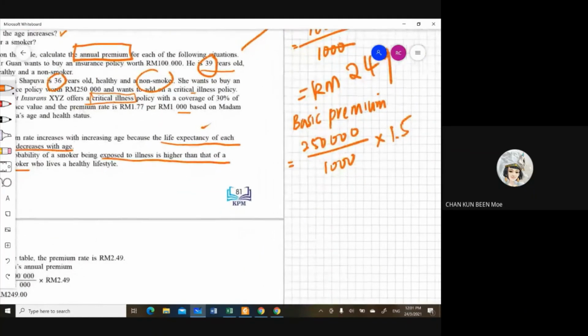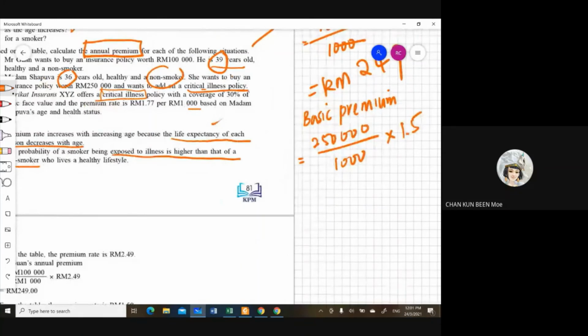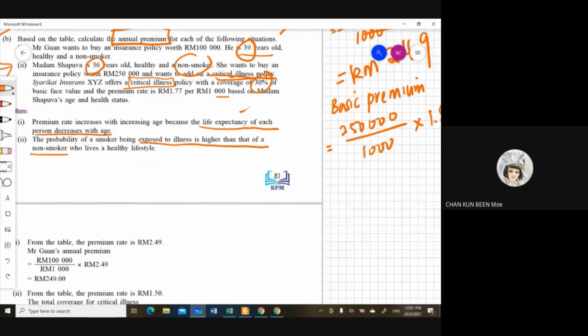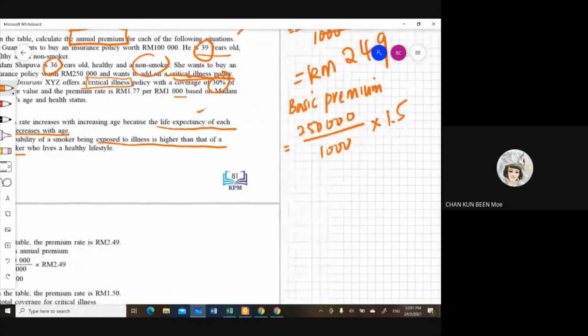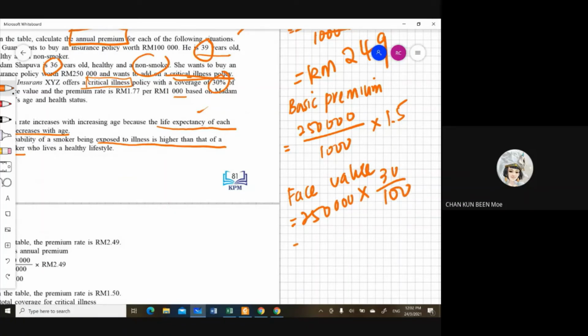But then she is going to add the critical illness policy. So the critical illness policy with the coverage of 30% of her face value. So we need to calculate the 30%. Okay, so the face value will become 250,000 multiplied by 30%. How much is it? You can get it from your book. Let me see.